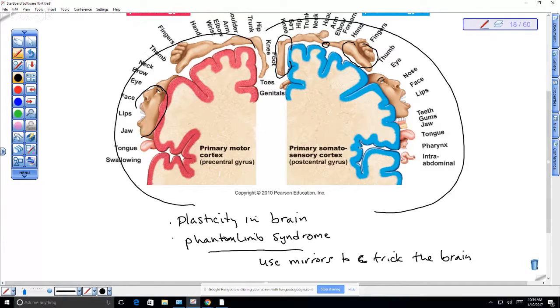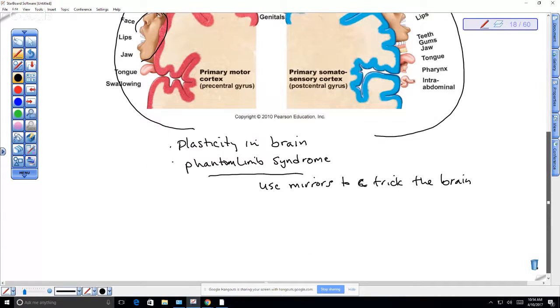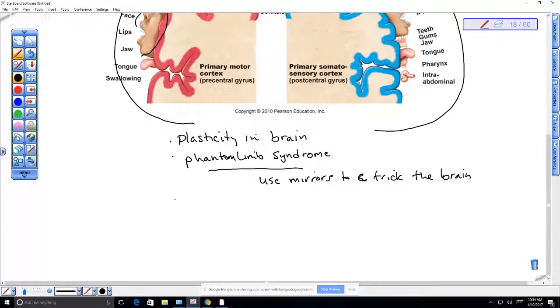Okay. There is another interesting idea that is related to brain plasticity, and this is called synesthesia. Does anybody know what synesthesia means in this context? Sometimes this is referred to as sensory mixing. Okay. Sensory mixing.